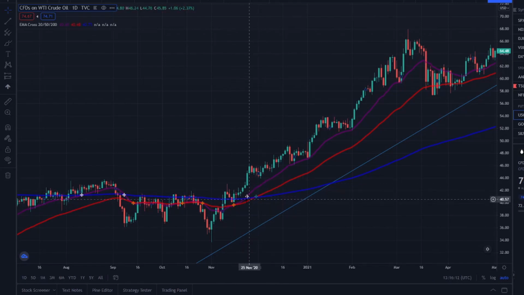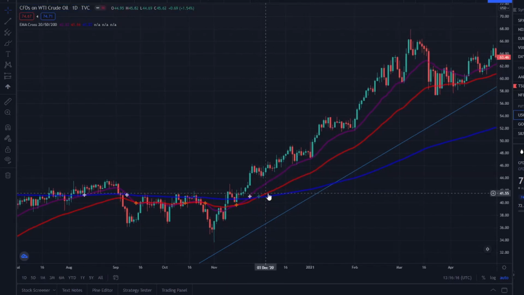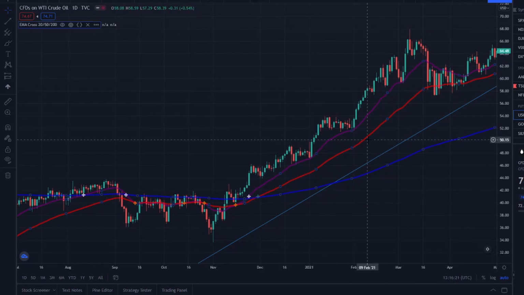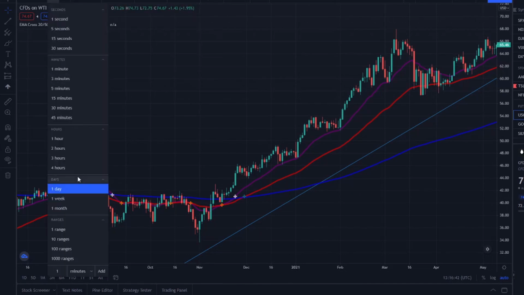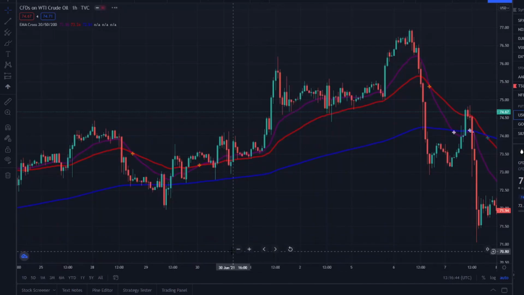And after that we saw the red line crossing, which means here we could actually see a longer term bullish trend. So as soon as you see the two lines crossing, the 20-day EMA and the 50-day EMA crossing the 200-day EMA, chances are pretty high that we might go longer or bullish for the next couple of weeks. So once you determine that we are on an uptrend, you go to a smaller time frame.